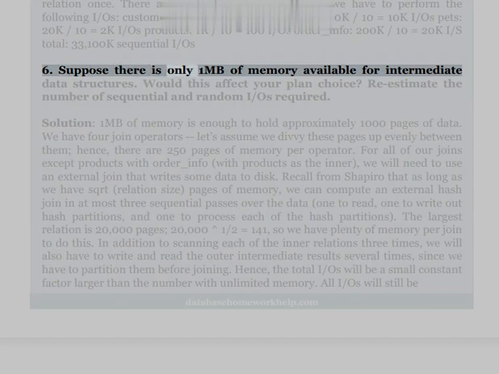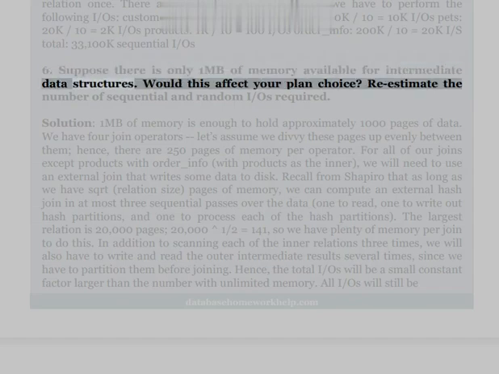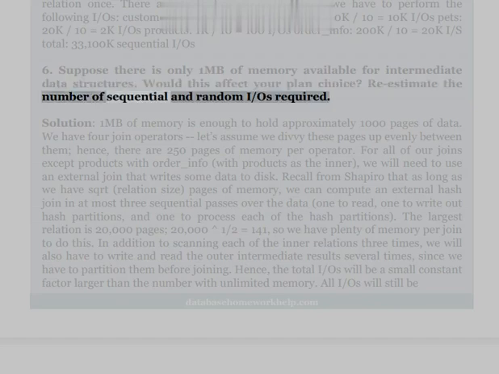6. Suppose there is only 1 megabyte of memory available for intermediate data structures. Would this affect your plan choice? Re-estimate the number of sequential and random I/Os required.